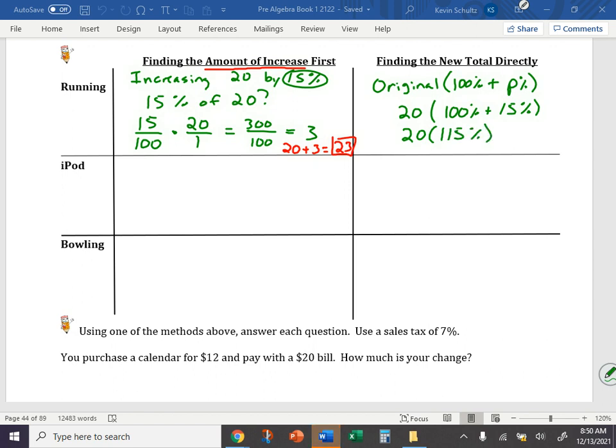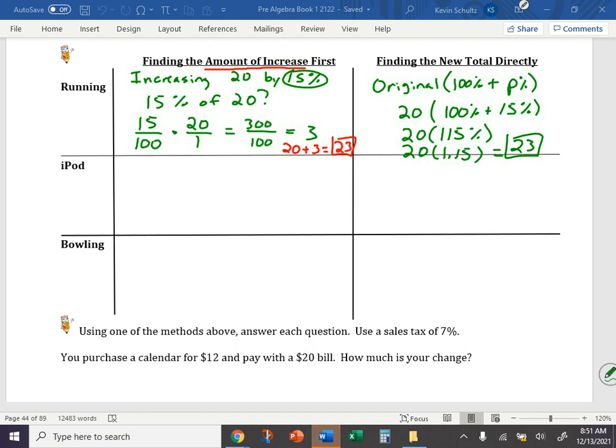What's 115% as a decimal? Jeffrey? 1.15. You can use your calculator here. What is 20 times 1.15? Tony. 23. Does that 23 look familiar? Yes. Okay. We got to our new total directly.